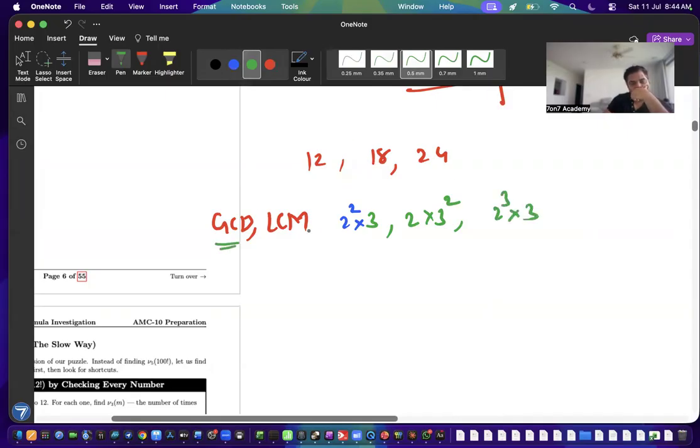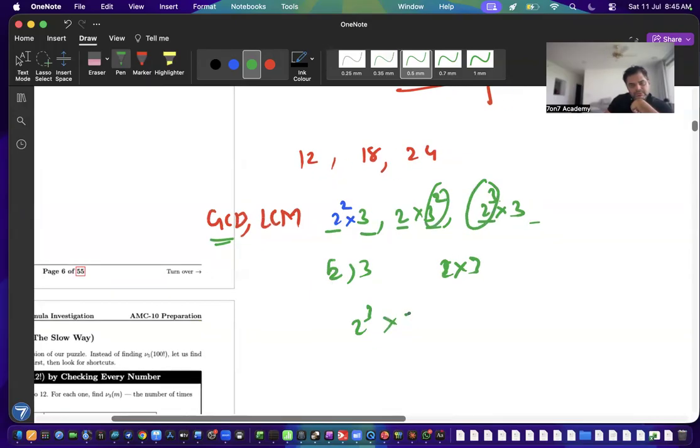Now to get GCD, you have to take the lowest power of each prime in either of them. The lowest power of 2 is 2, and the lowest power of 3 is 3. So perfectly, you said 2 into 3. And what is the LCM of that, beta? You take the highest power, agree? Yes: 2 raised to 3 and the highest power of 3, which is 3 raised to 2.